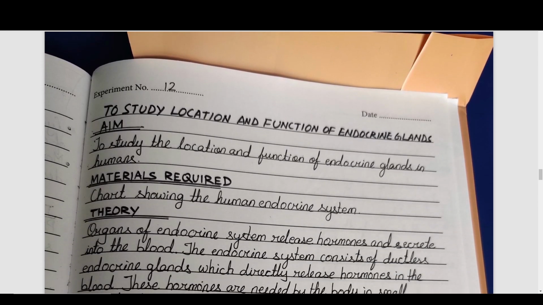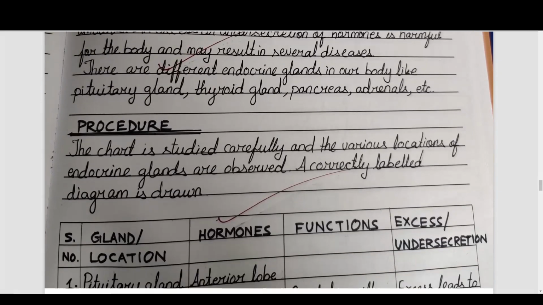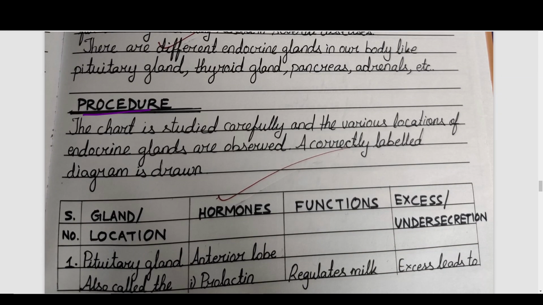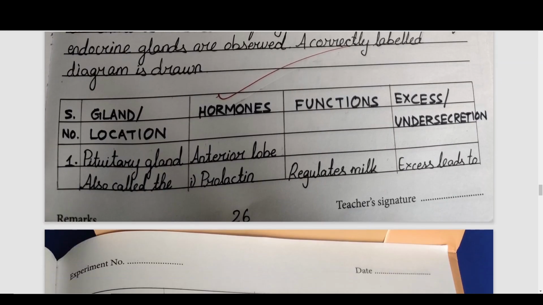So experiment number 12 is study of the location and function of endocrine glands. Aim, materials required, then theory, then procedure, then mention the location, then types of hormones secreted, then functions of the hormones, then abnormalities due to excess secretion or due to under secretion of the hormones.